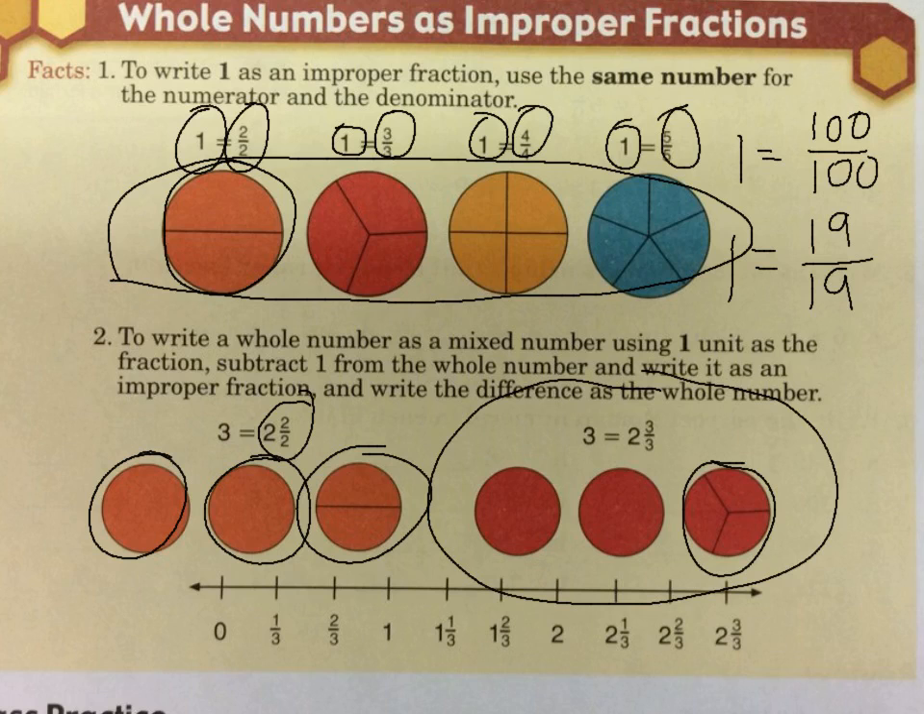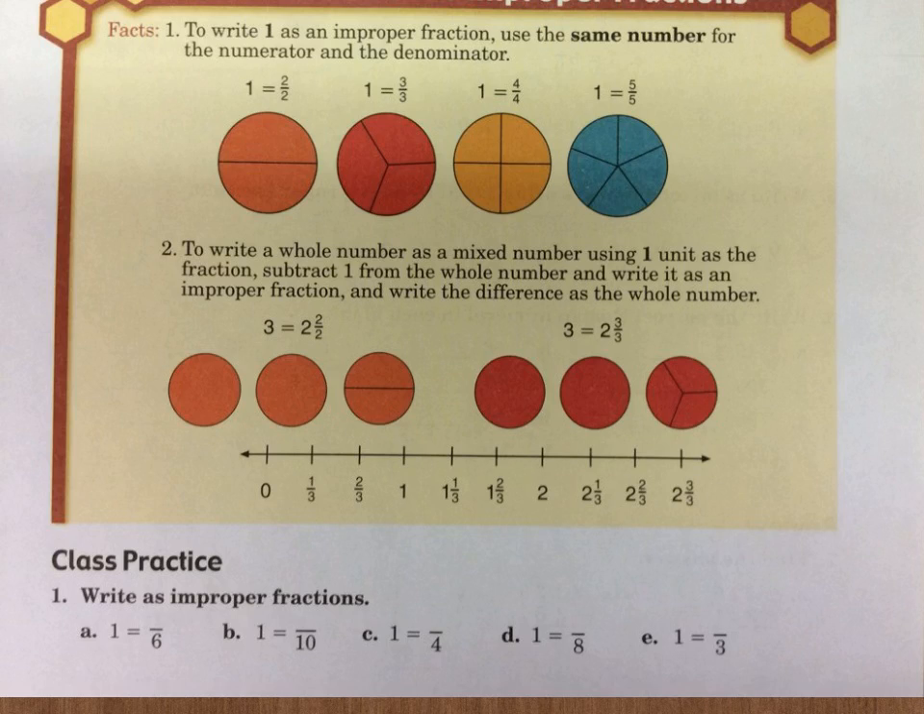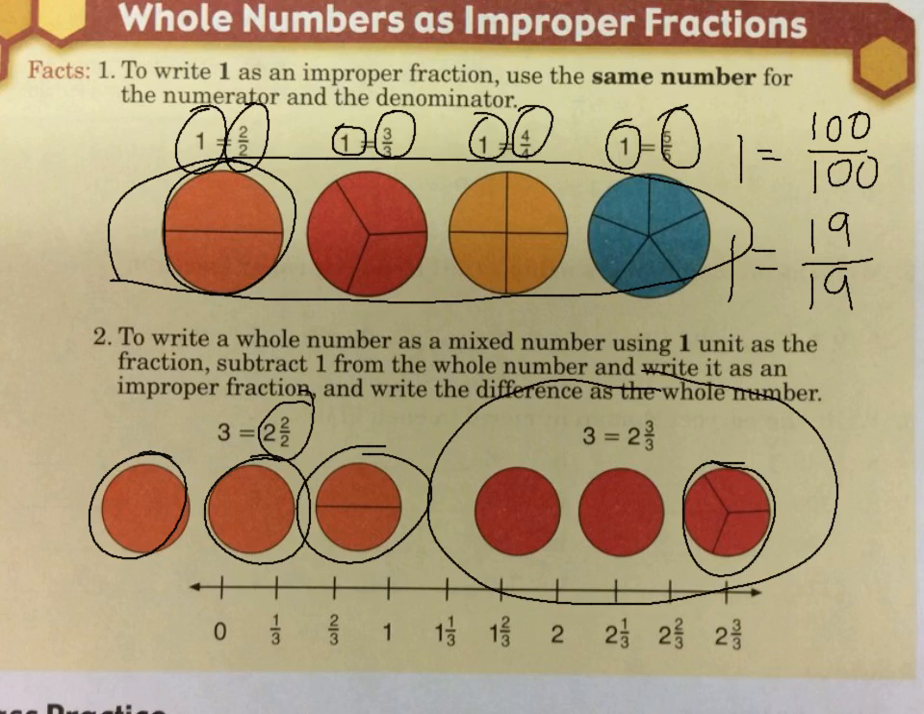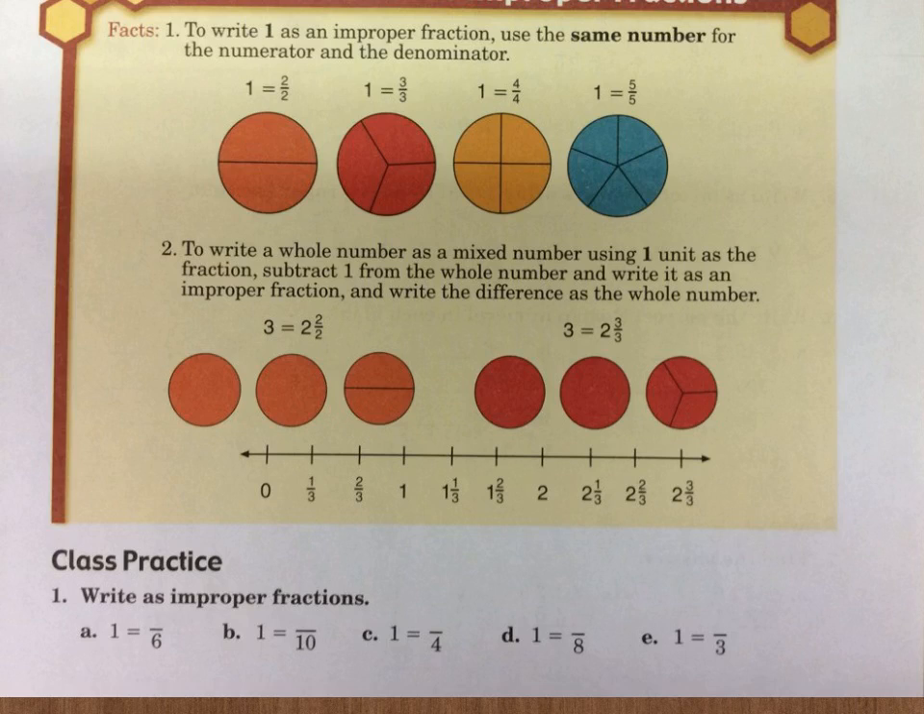Let's go ahead and go to class practice number 1. It's asking us to write as an improper fraction. Well, 1 equals what over 6? And if we go back, remember any number over itself equals 1. So 1 equals what over 6? It'd have to be 6 over 6.